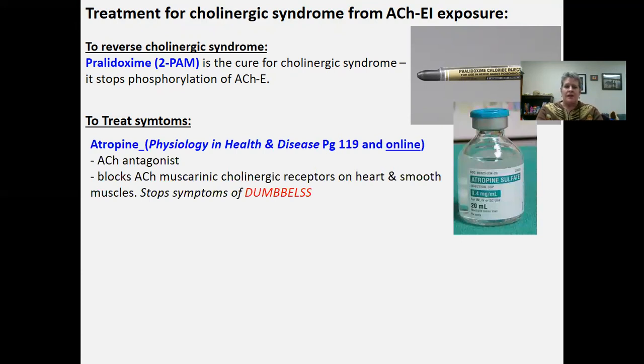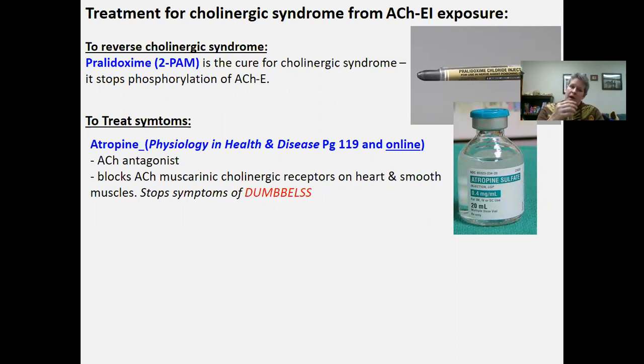So atropine, and there's a clinical app for it, is an acetylcholine blocker. It will block the muscarinic cholinergic effects, such as the excess acetylcholine effect on your heart, so your bradycardia goes away and the heart rate goes faster. It'll block all the acetylcholine activity in the GI tract to stop the salivation, to stop the diarrhea, slow your GI tract down. It'll stop the urination, the eyes watering, all those things. So basically it stops the other symptoms of DUMBBELS.